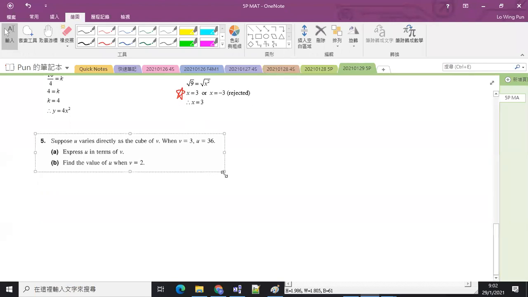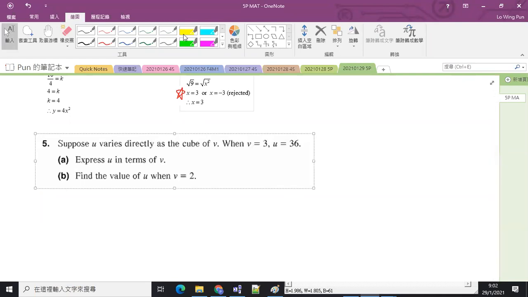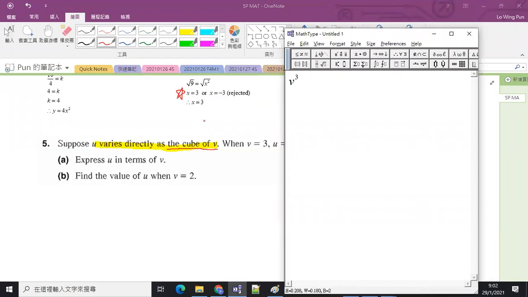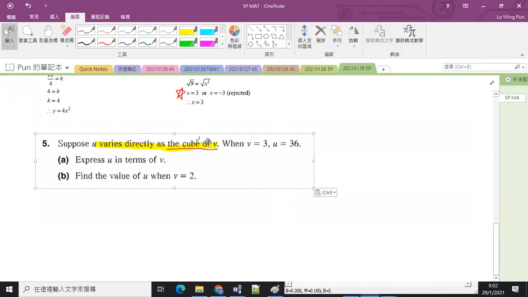U varies directly as the cube of v. Please underline the cube of v. So what is meant by the cube of v? So that is v to the power 3. Okay, so that is v cube. This one is this.